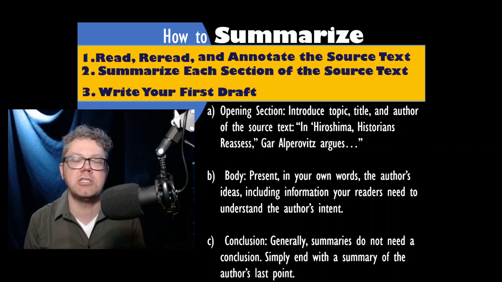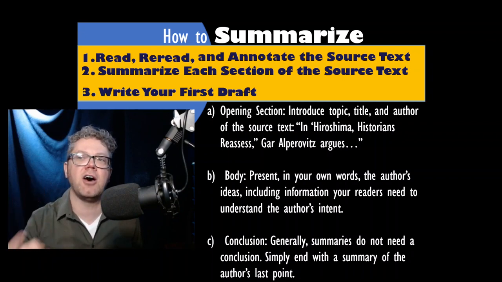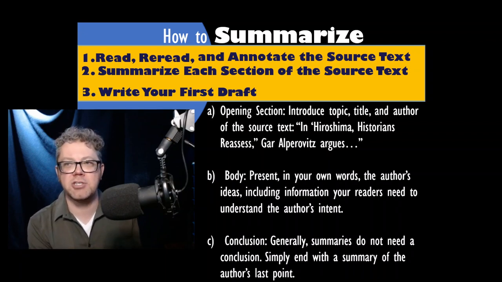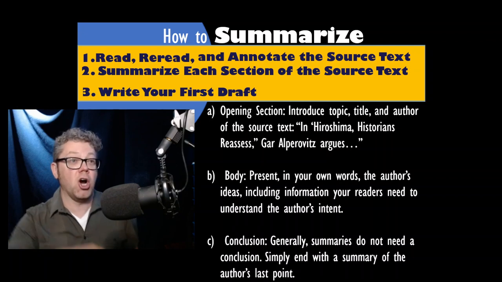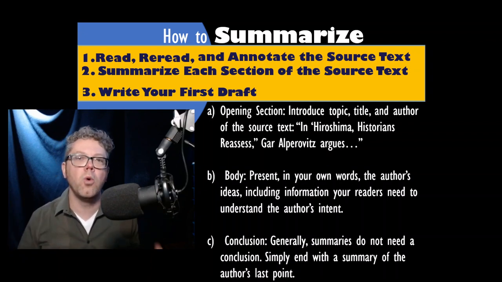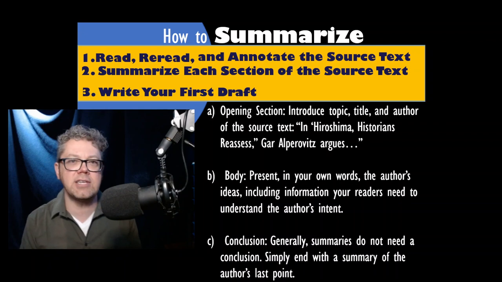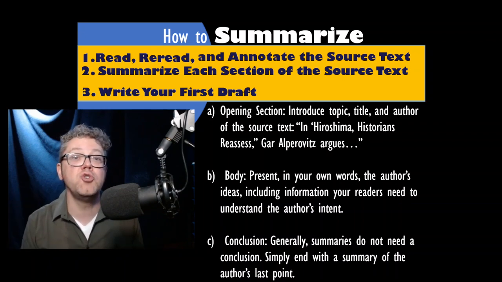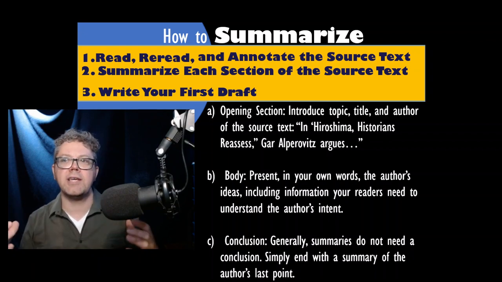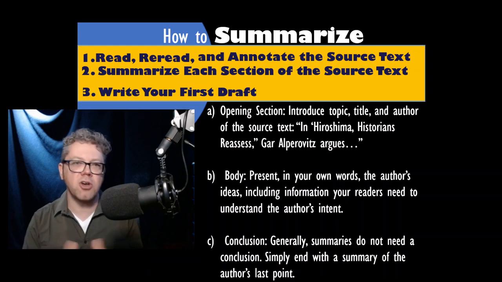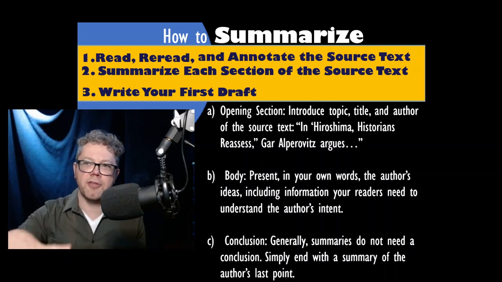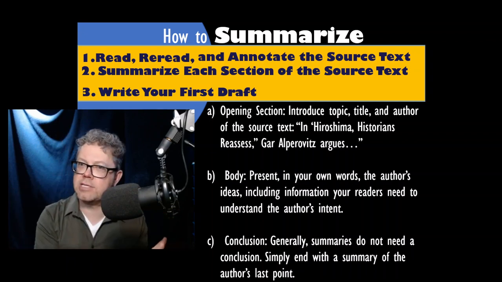The only thing you need to do here is introduce the topic, the title, and the author of the source text. So your first sentence should read something like this. In "Hiroshima, Historians Reassess," Gar Alperovitz argues, whatever Gar Alperovitz argues. And I want my students to start asking themselves the question, what is Gar Alperovitz's thesis? What is Steve Reifel's thesis? What do they argue? And that's going to be some of what we're going to talk about in our upcoming workshops. What is their thesis? That's all you need for the beginning of a summary. In title, author argues thesis. Okay?